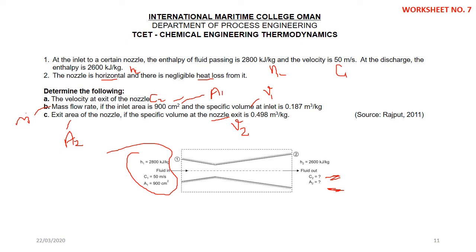Okay, so in the next slide we will try to find what we have to find here: exit area and velocity. Am I right? So again I repeat for you, we have to find exit velocity, mass flow rate we can find because we know the formula, and exit area. Okay, next slide we will see.